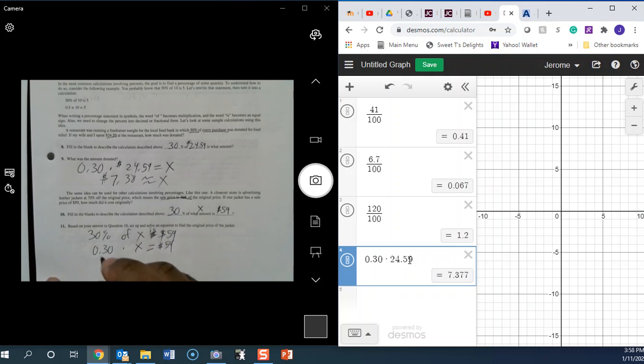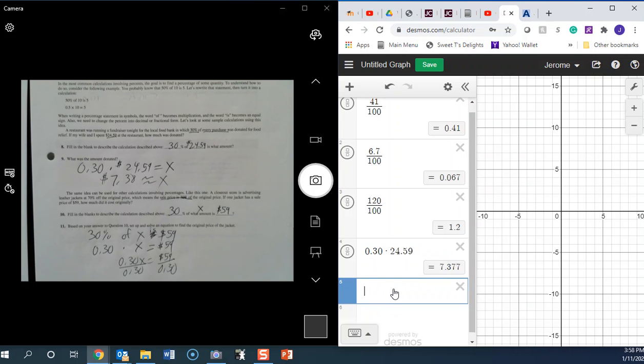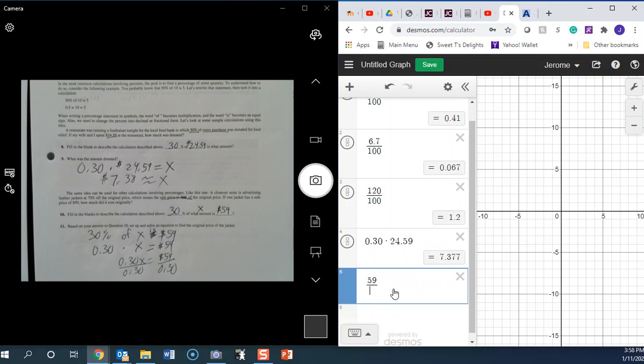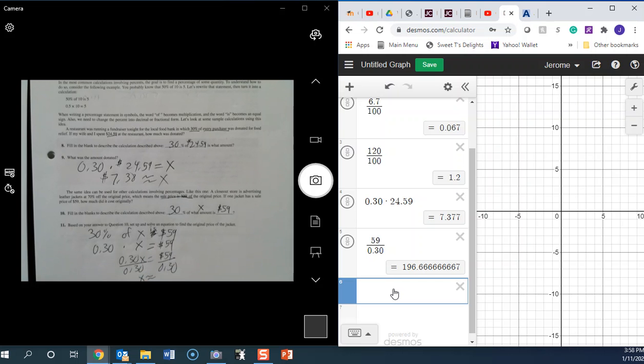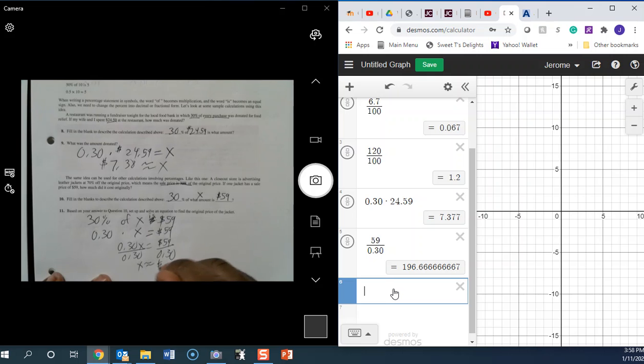Okay, now we would divide each side. We have 0.30x is equal to $59. We divide each side by 0.30. So we can put that in our calculator. 59 divided by 0.30. And that gives us 196. So that would give us x would be approximately $196.67. Because remember, we only round to 2 places behind the decimal. So that was the original price of the jacket.